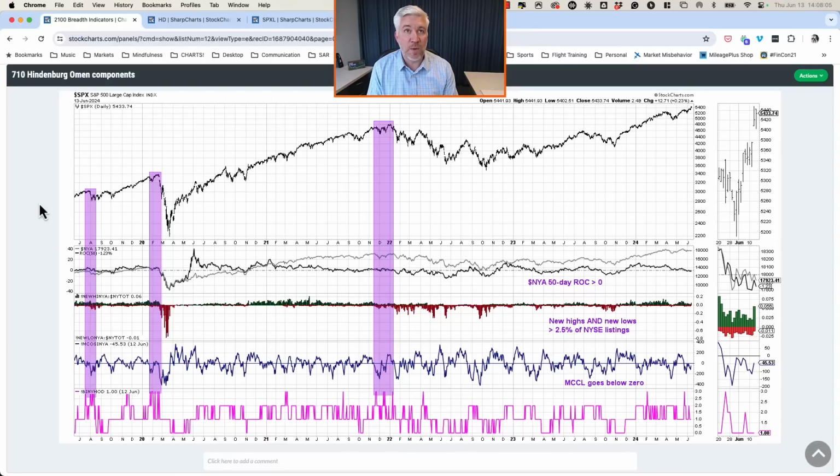And I guess the way that I would think of it is a couple different ways. As a trend follower, I want to follow the trend. And as long as the S&P keeps making new all-time highs, I'm going to want to have exposure to the S&P making new all-time highs. So the Hindenburg Omen is certainly an early warning system. It tells you when conditions are very similar to previous market tops.